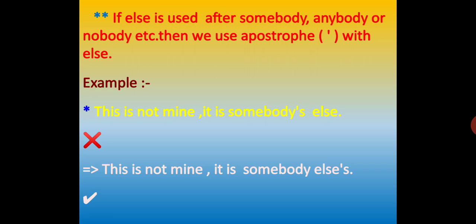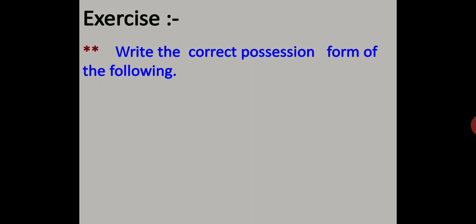I hope you have a proper idea of all the rules, where and when we apply the possessions. It's a part of revision. We will do the exercise. It's a part of revision of all the rules. Let's see what is the heading. Write the correct possession form of the following.